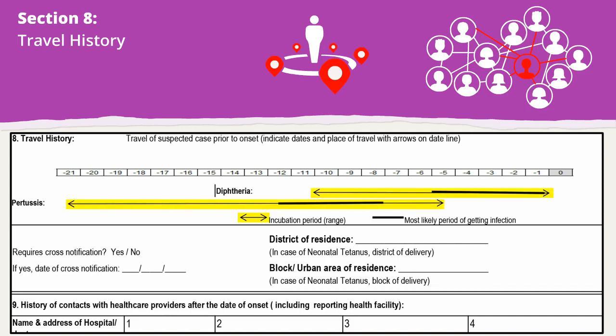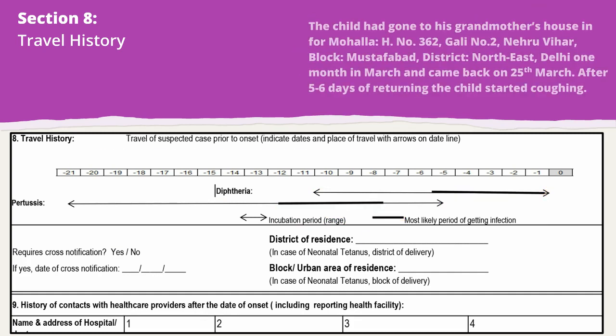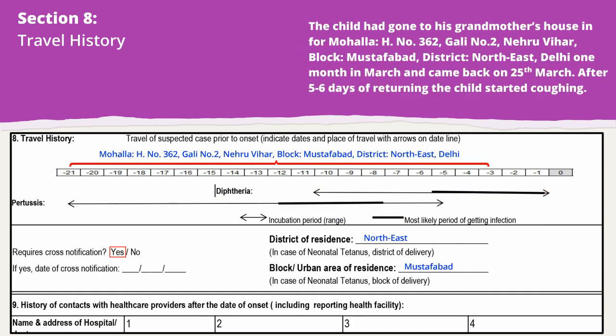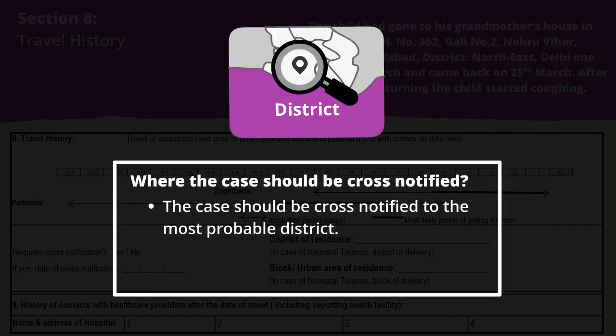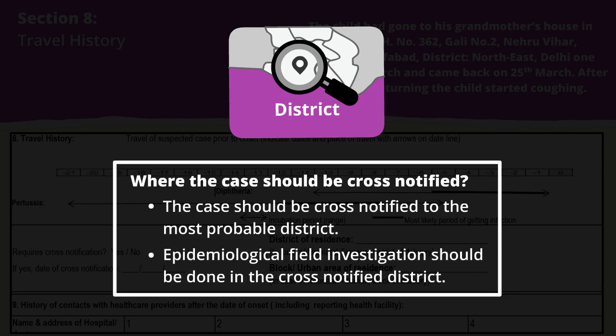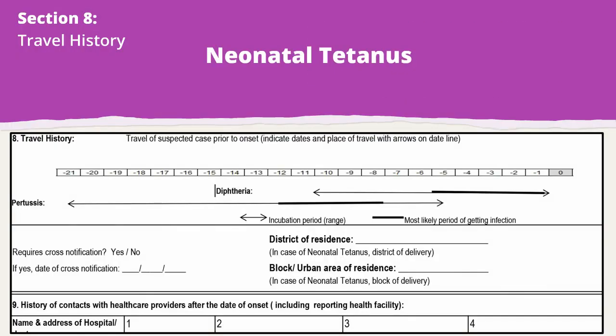The arrows show the range of disease-specific incubation period, and its thick part is most likely period of getting infection. Take complete travel history in each case for their travel during incubation period and write the addresses in the CIF. Based on travel history, the case should be cross-notified to the concerned district. Epidemiological field investigation should be done in the cross-notified district. The neonatal tetanus case, the district of residence, is the district where child was delivered.